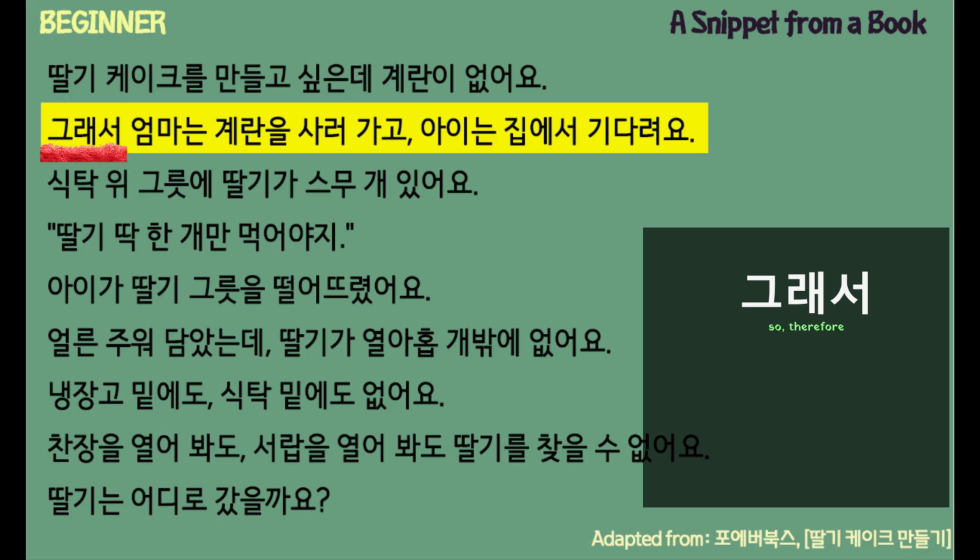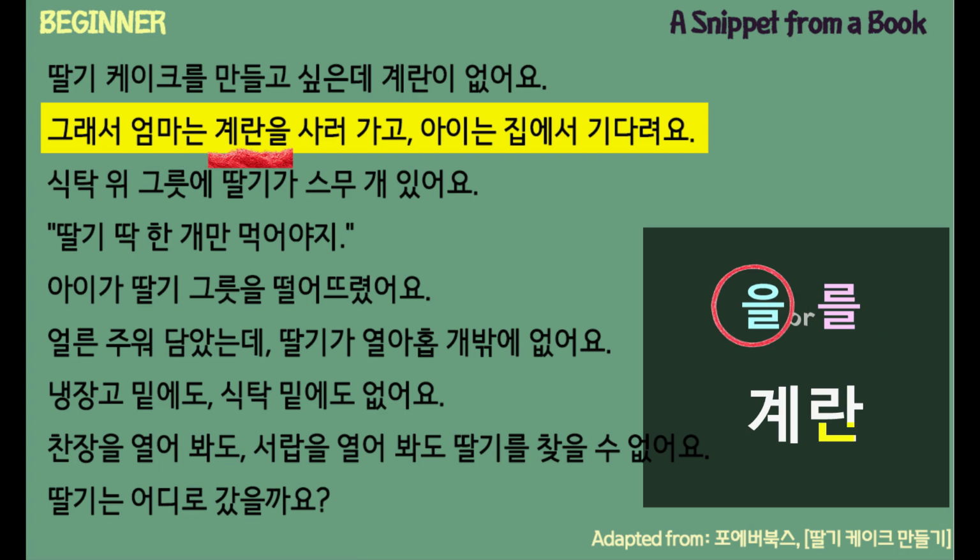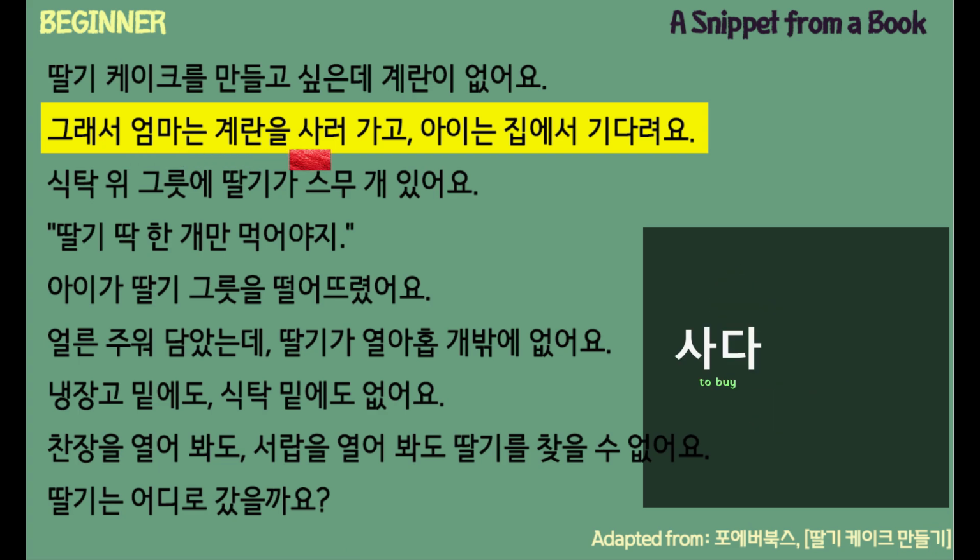그래서 means so or therefore. 엄마 means mom. Topic marker 는 indicates that mom is the one we are talking about, meaning as for mom or talking about mom. 계란 again means egg and 사다 means to buy. The grammar pattern 으러 가다 means to go in order to do something. The suffix 고 is derived from 그리고 and it connects two parts of the sentence, meaning and.